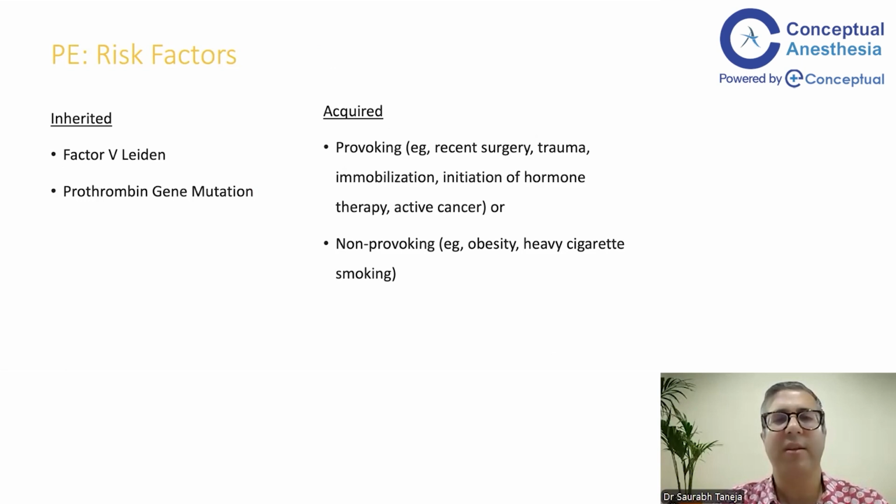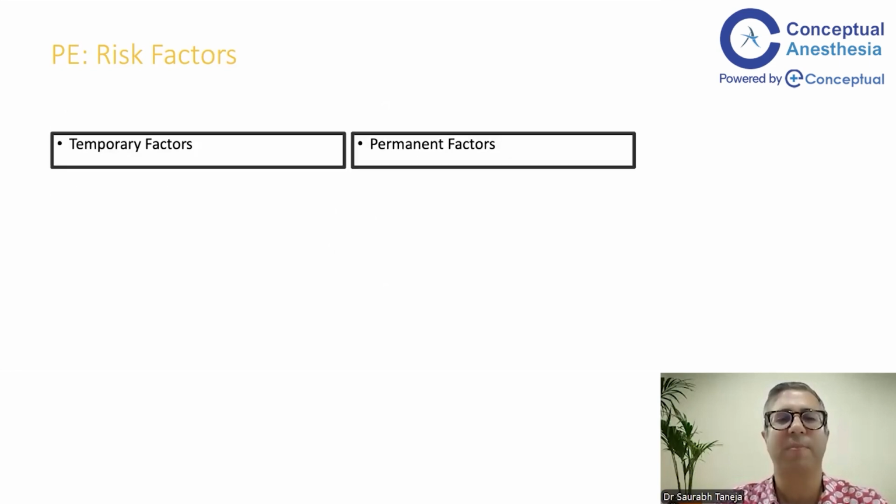Then there are acquired factors. It is very common in a patient who has had a recent surgery or trauma, a patient with polytrauma who is immobilized for a long period, then initiation of hormone replacement therapy or active cancer. These are very important settings of pulmonary embolism. And there can be non-provoking risk factors like obesity and heavy cigarette smoking. So the most important thing when you suspect pulmonary embolism is that you should have a setting: either inherited risk factors or an acquired risk factor which provokes pulmonary embolism.